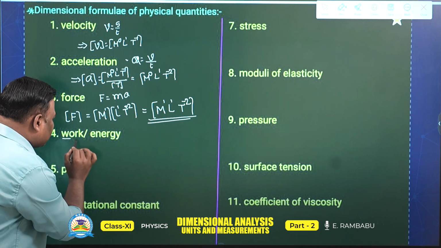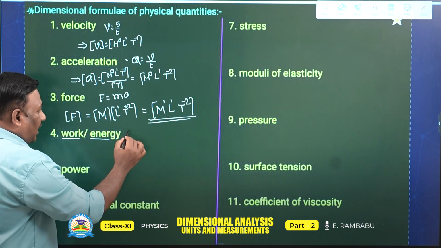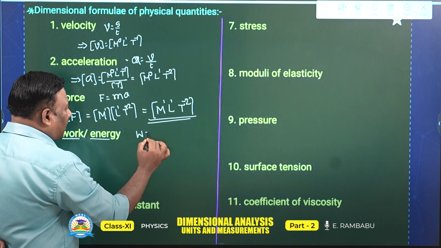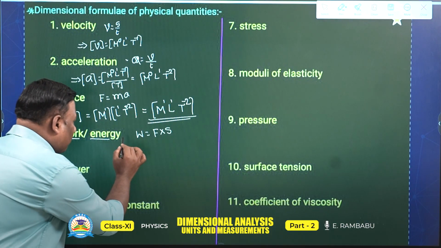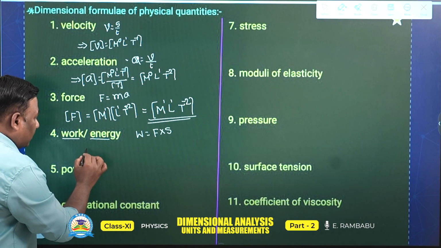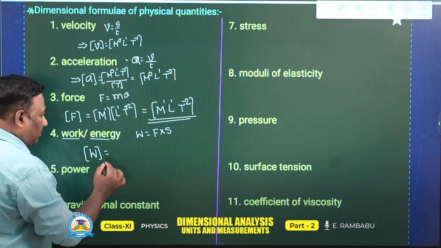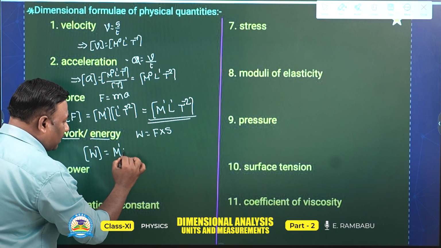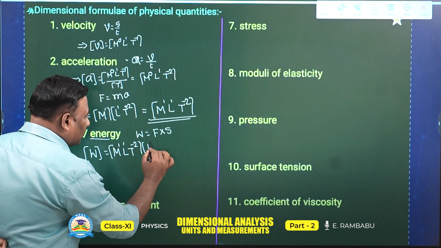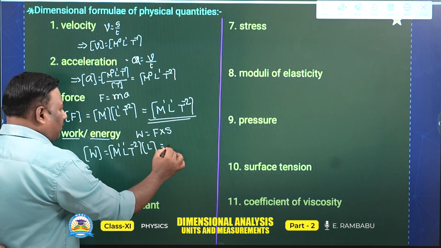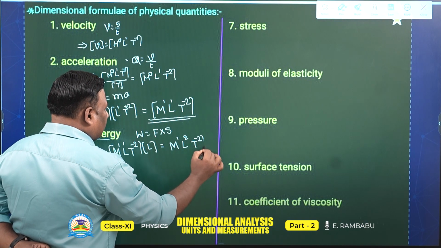And the next one is work or energy. Work and energy both have the same dimensional formulas. The actual formula for work can be taken as force into displacement. From that I am going to take the dimensional formula of work. Dimensional formula of work is nothing but force dimensional formula M to the power 1, L to the power 1, T to the power minus 2, into displacement dimensional formula L. So from that we take the dimensional formula of work as M to the power 1, L to the power 2, T to the power minus 2.